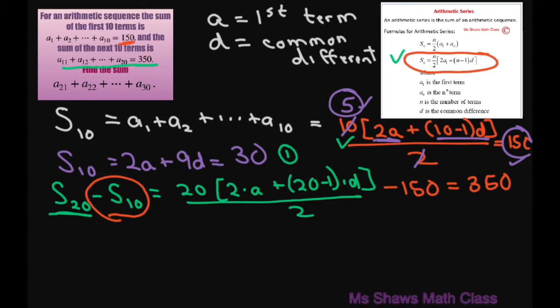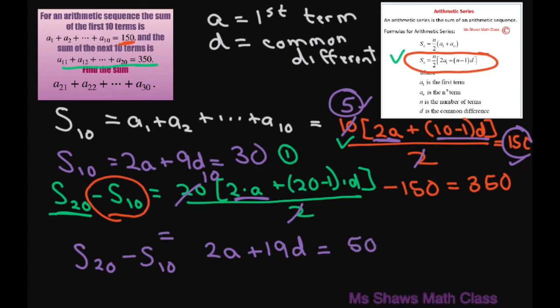Now, we can add the 150, and you'll get, let's see, 2 goes into 20 10 times. So you're going to get the sum of the first 20 minus the first 10. This is going to equal 10. And this is, let's just look at this. This is going to be 2a plus 19d. And then we're going to have this 500 divided by 10. So this is going to equal 50. So that's what I'm going to write here. Just trying to save some space here. So that equals 50. This is going to be called equation 2.